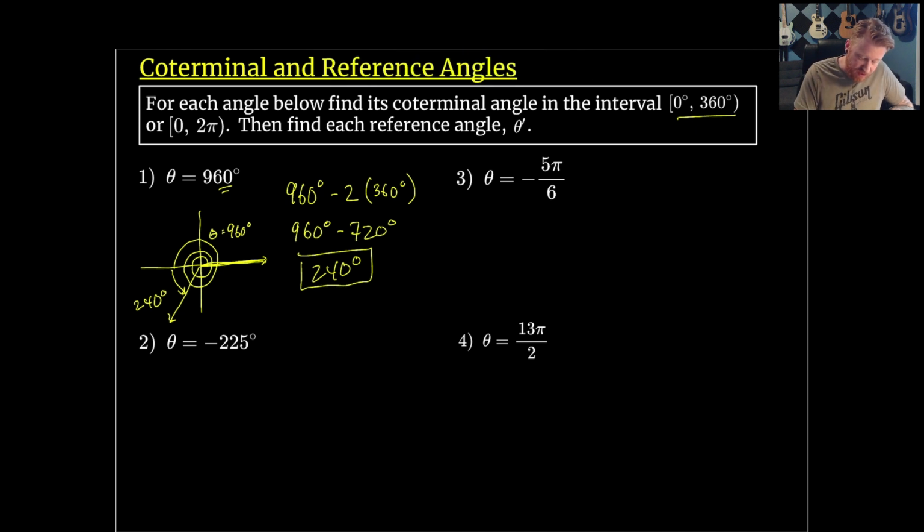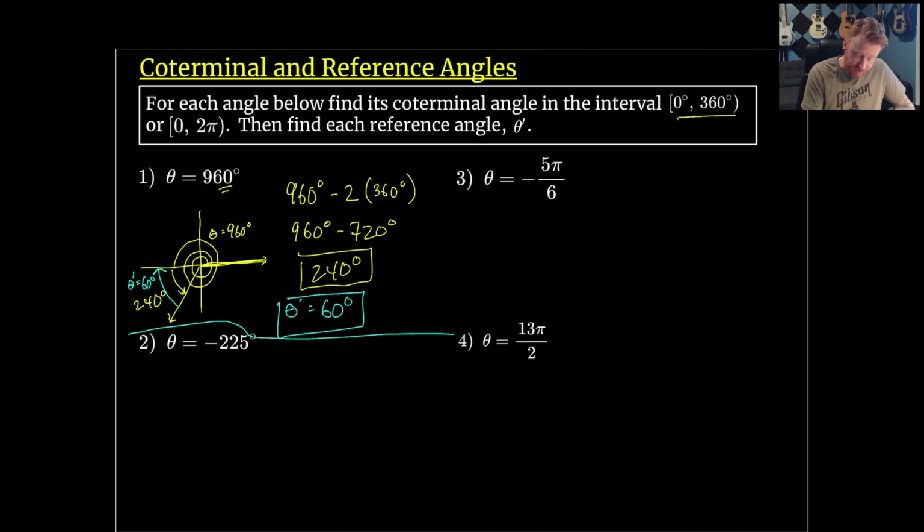Now we want to find the reference angle, which is the angle created by finding the shortest distance to the horizontal axis. So here, this is going to be an angle of 60 degrees, and I want to make that theta prime of 60 degrees. So here theta prime is equal to 60 degrees. There is our reference angle.